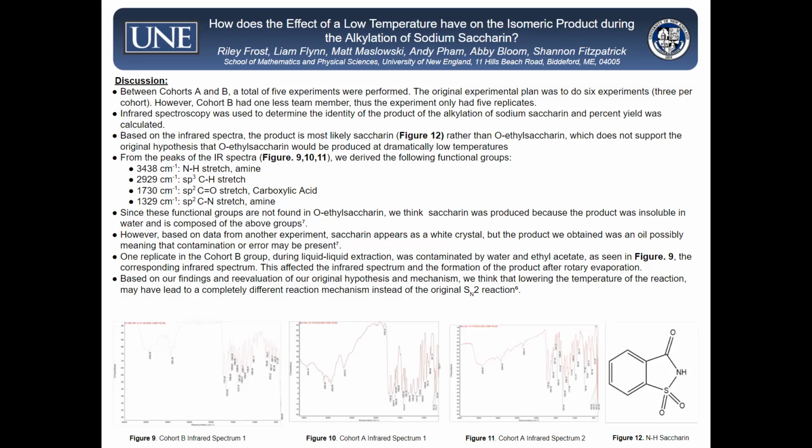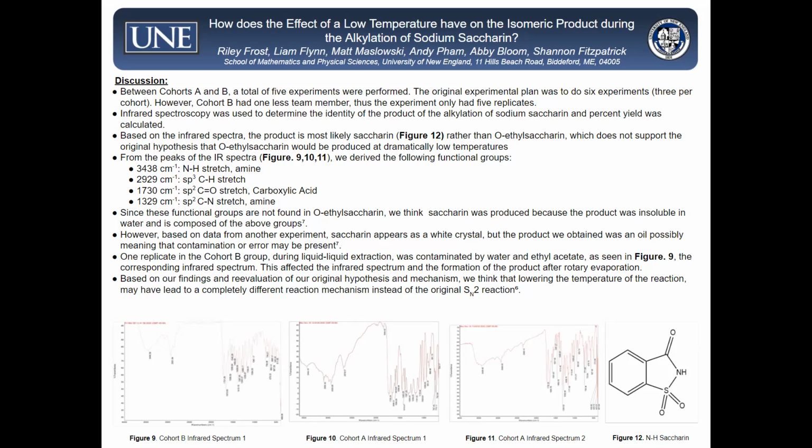However, based on data from another experiment, saccharin appears as a white crystal, but the product that we obtained was not a white crystal. It was a more oily, kind of half-solid type of product, and it had a little bit of yellowish color to it. This led us to believe that contamination or error may have been present in our experiment.